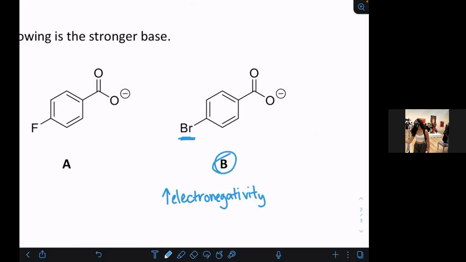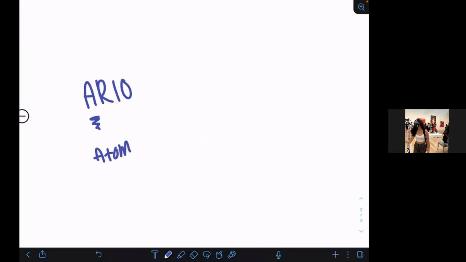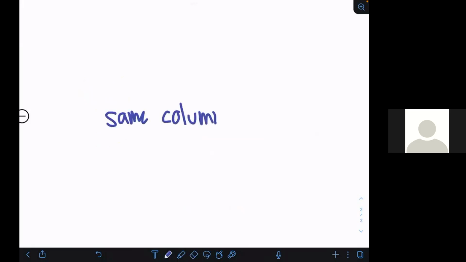So yeah, that's the A part of ARIO. But A is if they're in the same row and same column. So are they going off of Br and F? Because they're in the same column. Yeah, they are in the same column. Okay, wait. It's confusing. On this flashcard specifically, I have written down that the more electronegative atom is the strongest base, but that's still under the A part of ARIO.